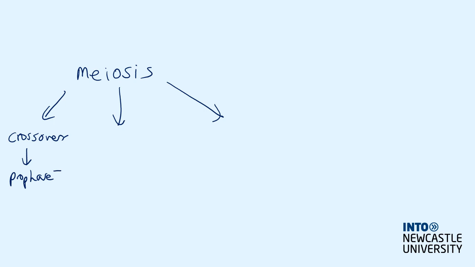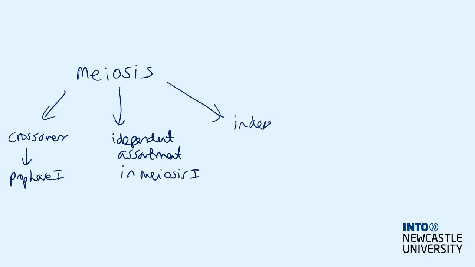So if we look in meiosis itself, we've got three places where we can have genetic variation. We have the crossovers that occur in prophase 1. We have independent assortment in meiosis 1. And we've also got independent assortment in meiosis 2. So that's in the process of meiosis.